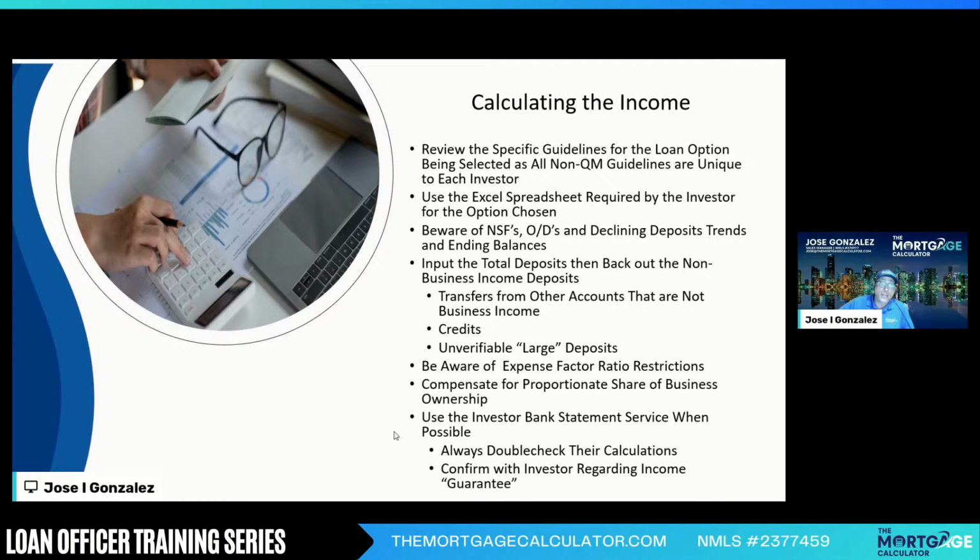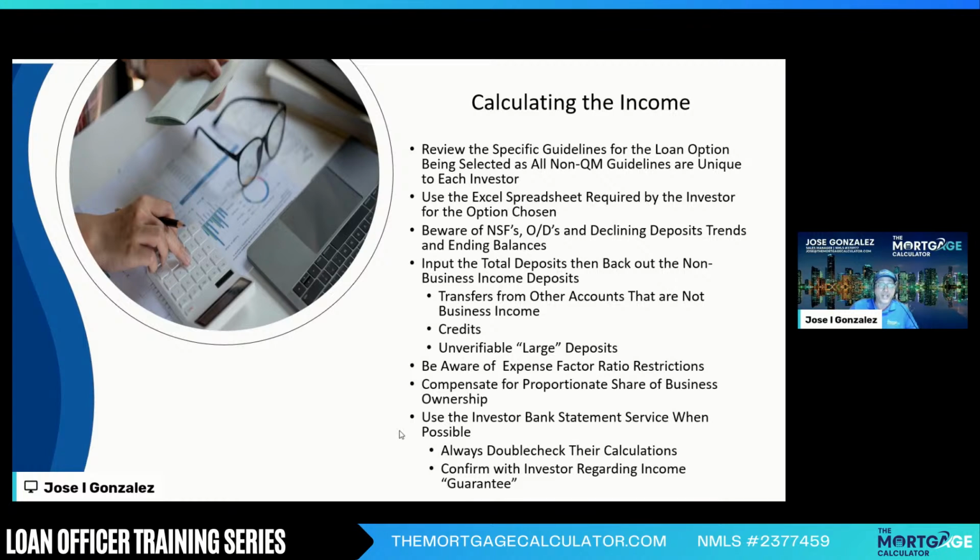So whenever possible, our investors and some of the lenders for the wholesale option have a service where you upload the bank statements to a secure link and fill out a form, and they will calculate the income for you. You may want to double check their calculations. They're not infallible. It's just a human being doing that service for you.